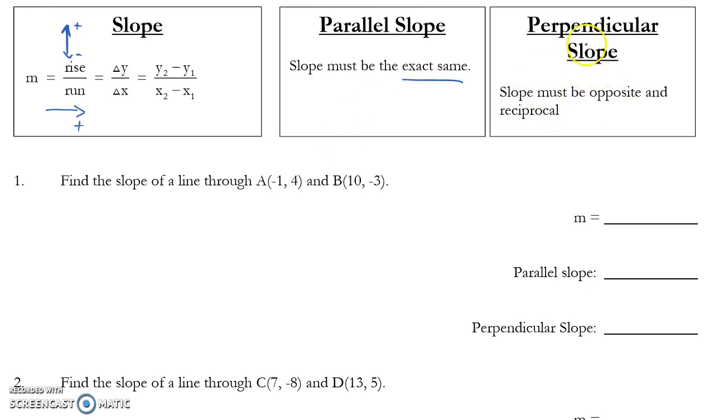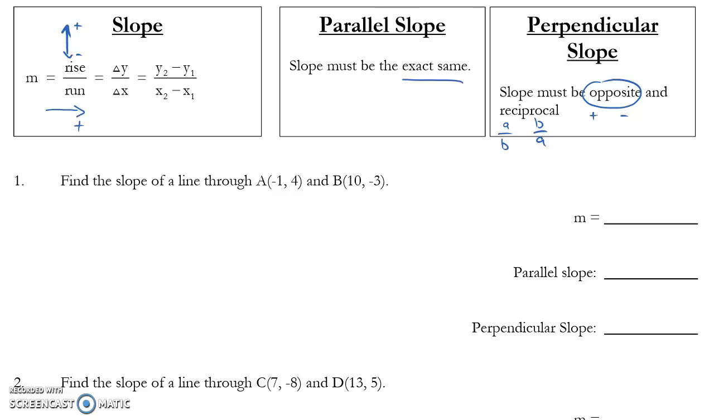If they are perpendicular, then they are two things. Opposite, meaning one is positive, the other is negative, and reciprocals, meaning if one is A over B, the other is B over A. You have to have both of those to be true, both opposite and reciprocal.